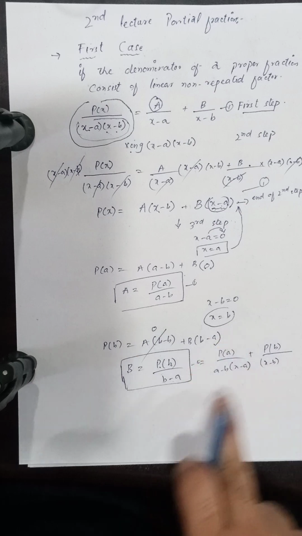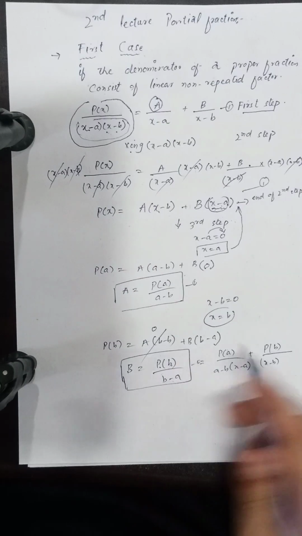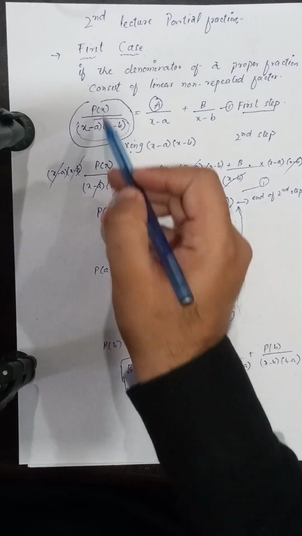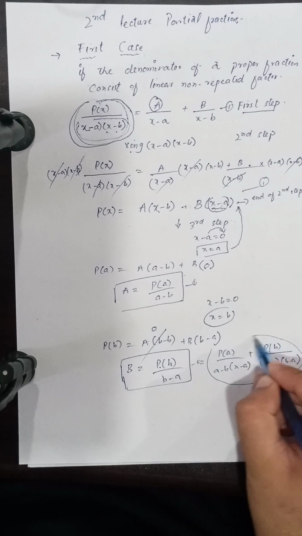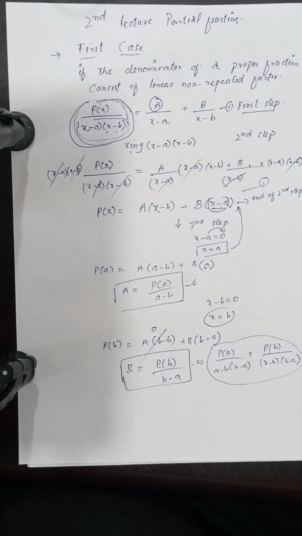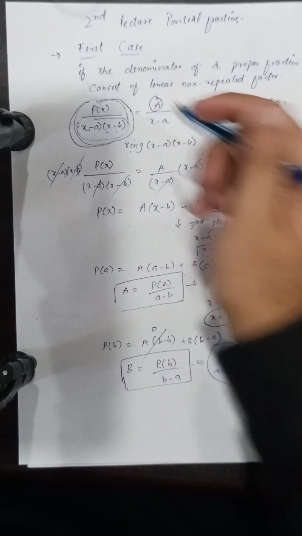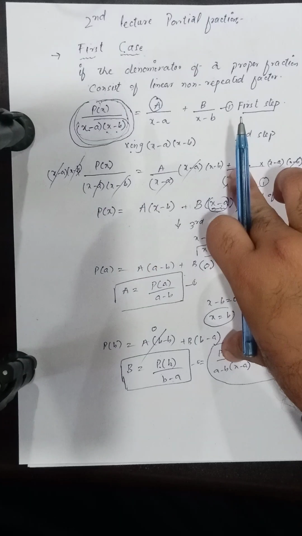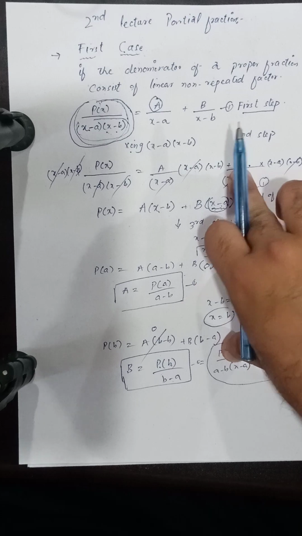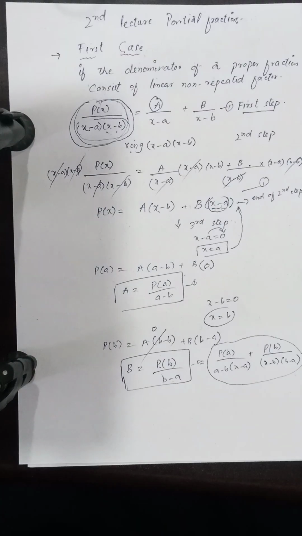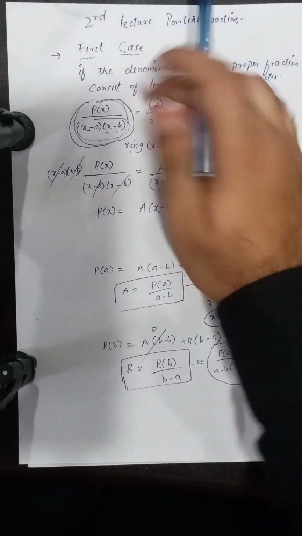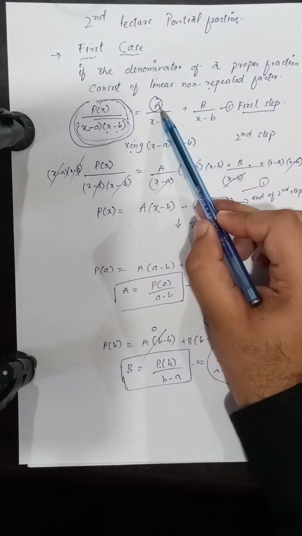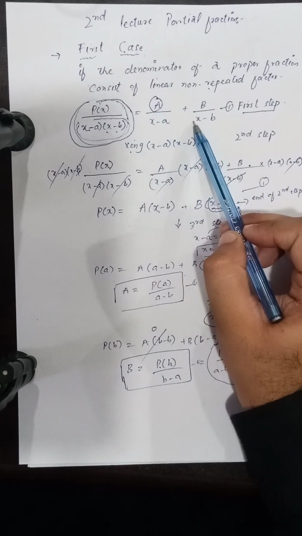P of B is equal to P of B divided by B minus A. So this side is equal to this side in this way. So this is the first case of partial fraction. And if the roots are non-repeated linear factors, then we will apply the partial fraction rule in this way.